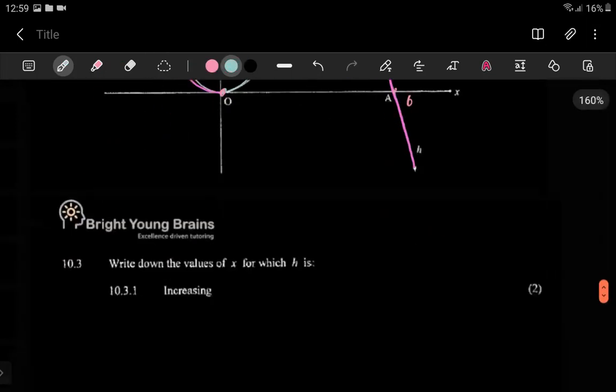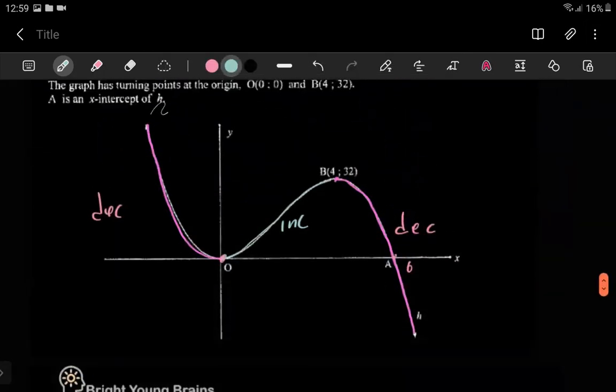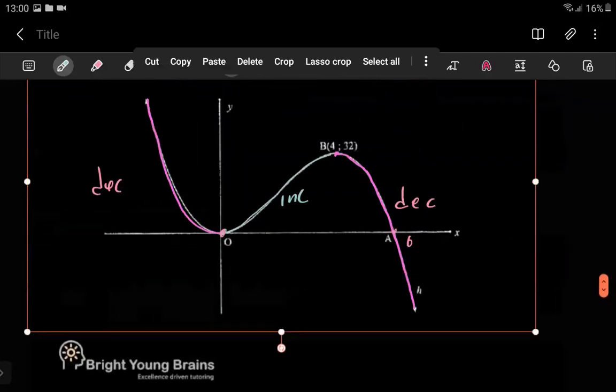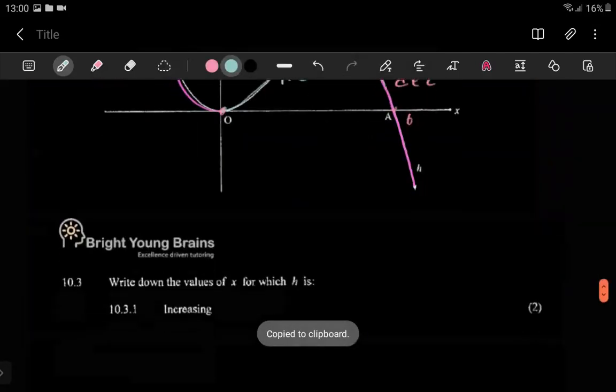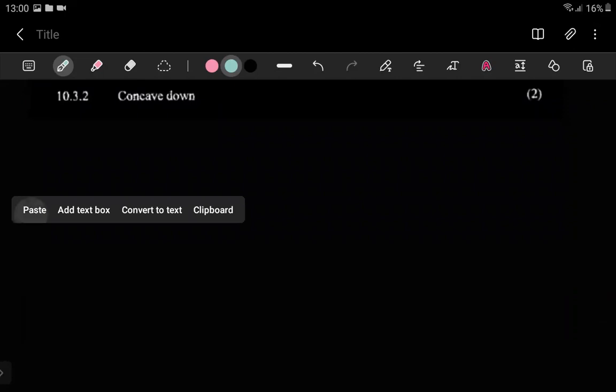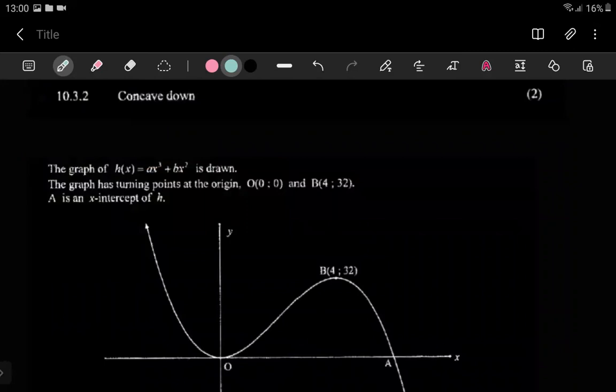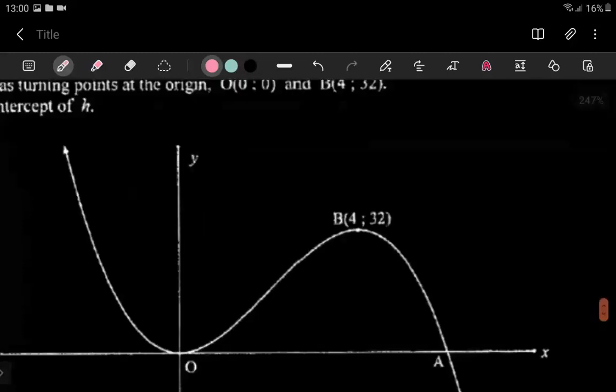So for concavity, it's a similar idea, but instead of dealing with decreasing, increasing, decreasing again, you still use the image, but you need to make use of the point of inflection. Let me say that again. When you're dealing with concavity, you need to make use of the point of inflection. The point of inflection is somewhere here in the middle.